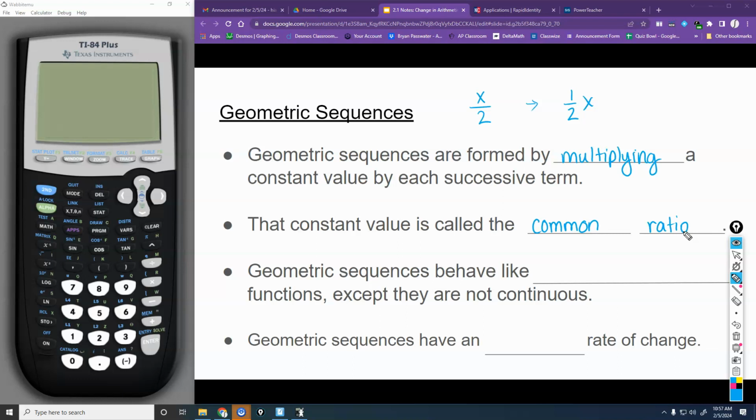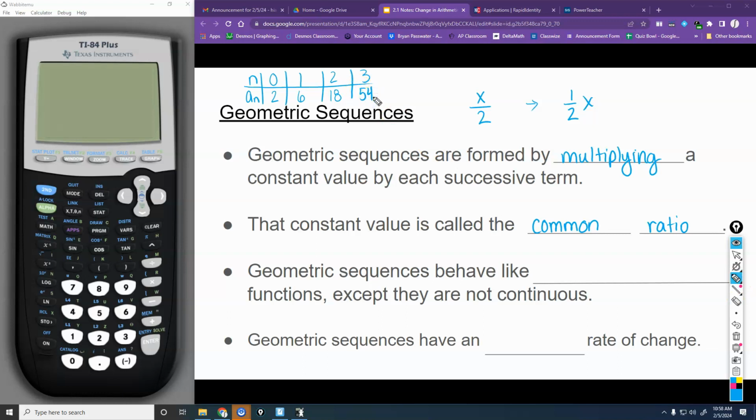Now, we haven't talked about these functions in this class yet. But say I have a function where my original value is 2, and I am multiplying by 3. So 2 times 3 is 6, and then 6 times 3 is 18, and 18 times 3 is 54. Let's do 54 there.